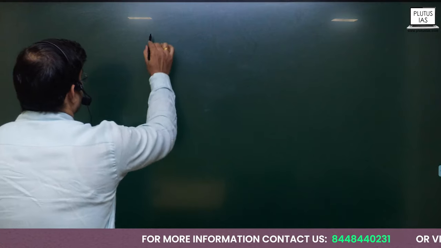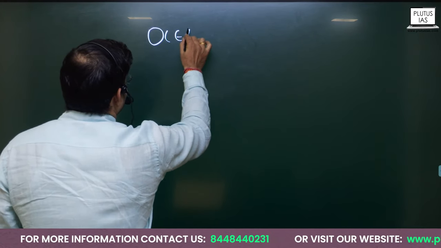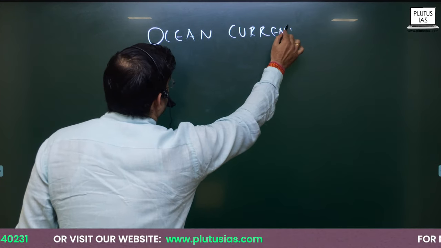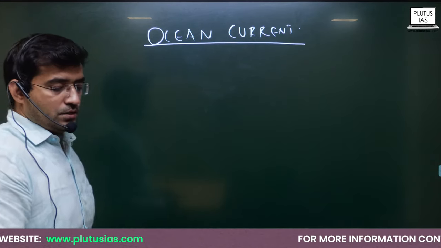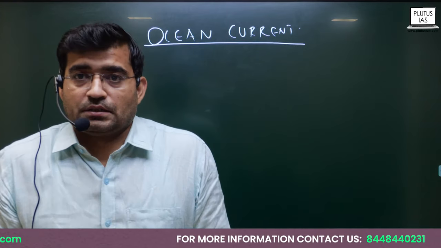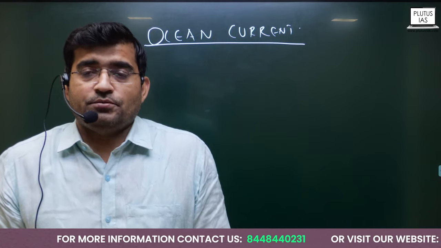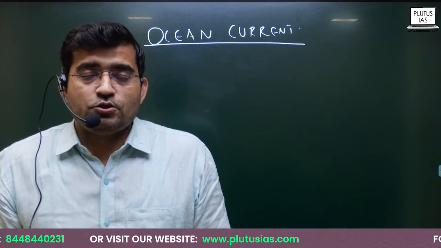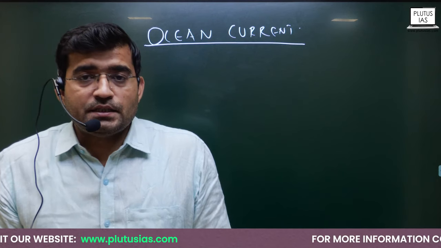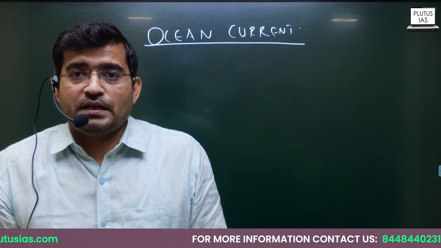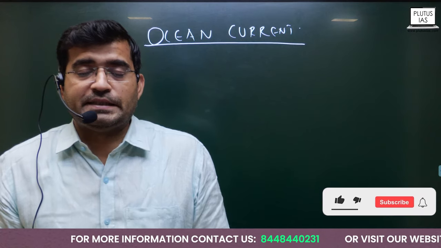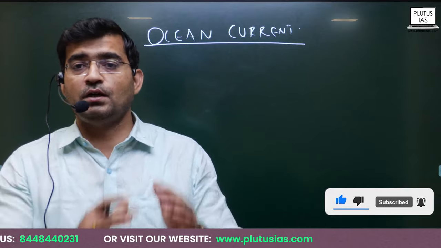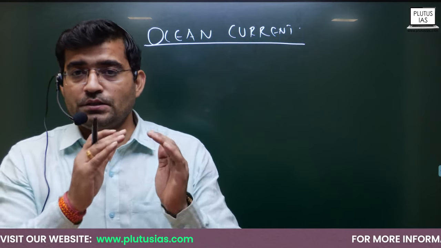What is the meaning of ocean current? You know very well, there are several movements in ocean water. Ocean water has some vertical movement like tide, and some horizontal movement like ocean current and the wave. So ocean currents are quite different from the tide or the wave. It is the continuous movement of an immense amount of water in a definite, defined direction.